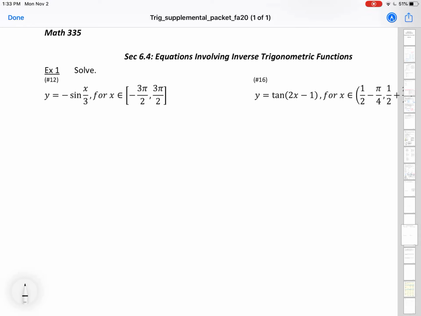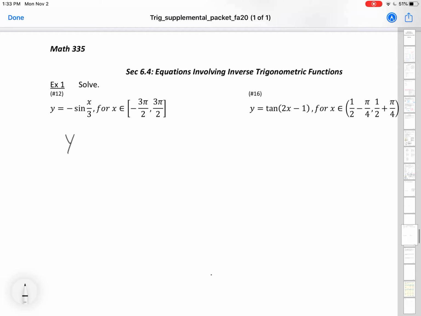We're going to solve equations involving inverse trigonometric functions. So the functions themselves are going to have sine inverse or tan inverse in there, or their answers are going to have that. If we look at this first example, based on number 12 in our textbook, we start out with y is equal to negative sine of x over 3 for x in what seems like a very strange interval. So maybe I'll talk about that first.